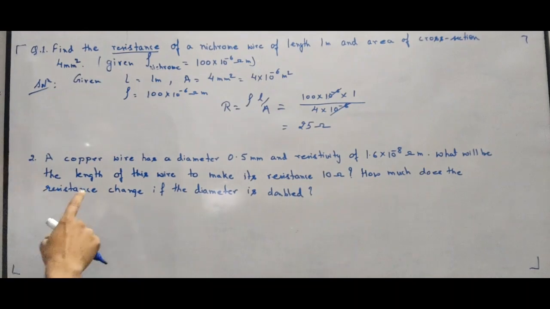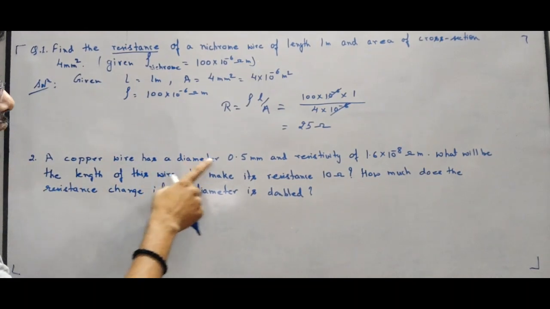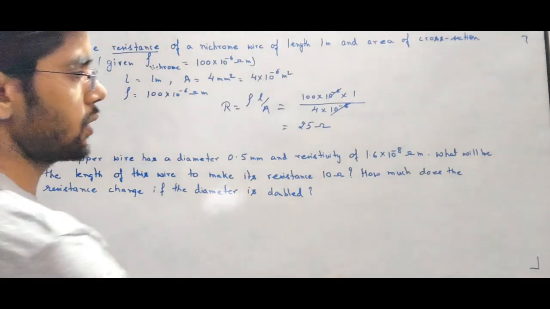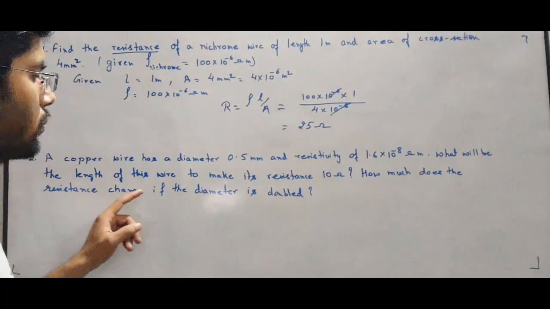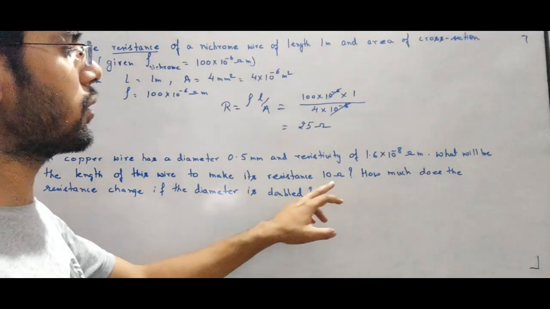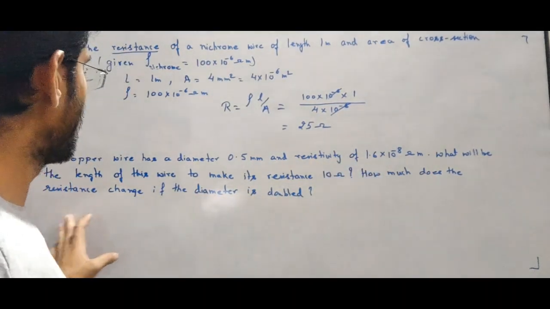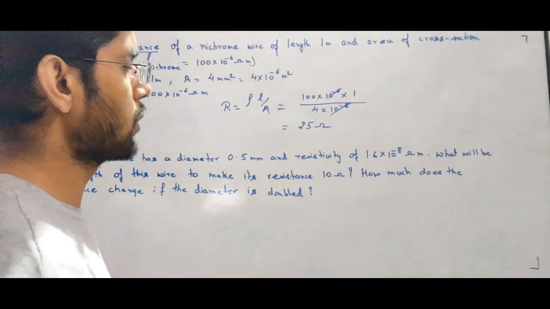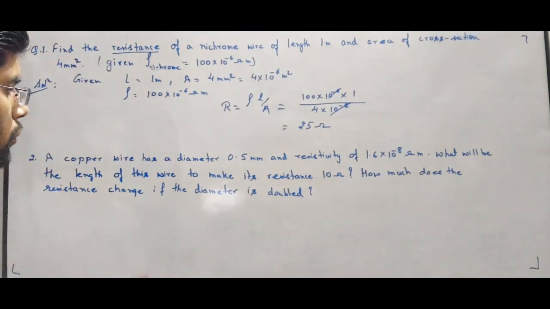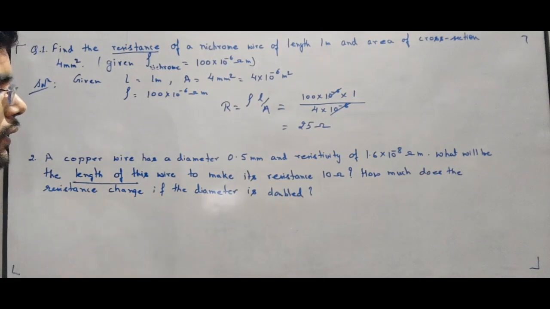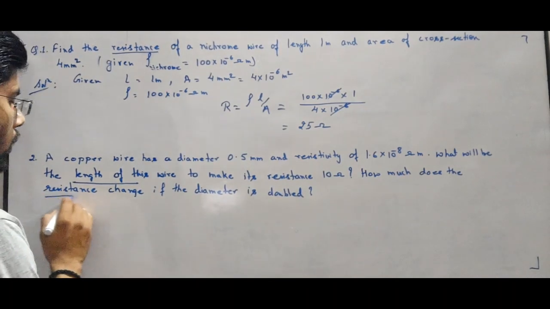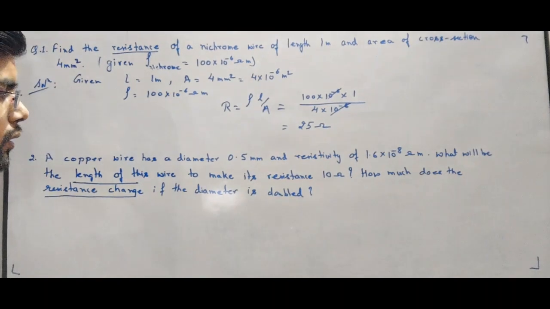Very first, a copper wire has a diameter of 0.5 mm, resistivity 1.6 into 10 to the power minus 8 ohm meter. What will be the length of this wire to make its resistance 10 ohm? How much does the resistance change if the diameter is doubled? So here the question has two parts. The first thing is asking about its length, and the second thing is that if the wire diameter becomes double, then what is the resistance change?